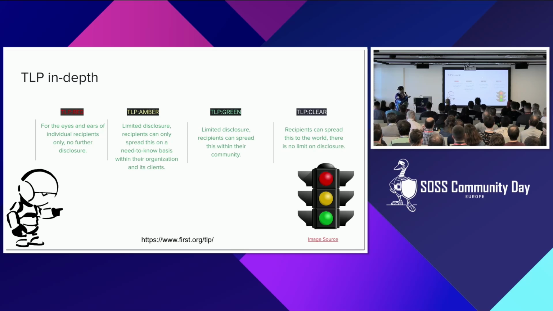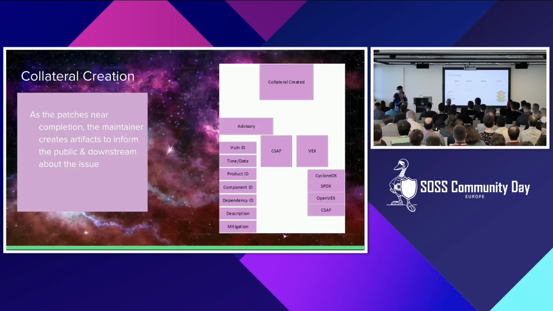When something's TLP green, it's limited disclosure. So if, for example, you are a kernel developer, there are thousands of kernel developers, so something might be shared TLP green, that you could share within your community, but nowhere else. And then ultimately TLP clear is when something is completely public, you may share it with anybody.